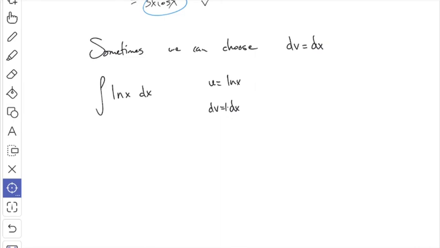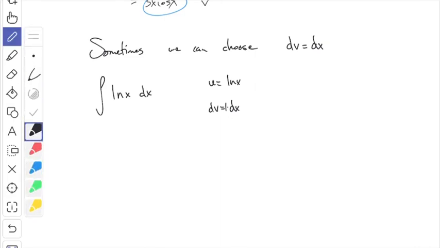Anyway, what do we get for the rest of it? u is ln x, so what's the du going to be? It's the derivative, 1 over x, and dx, of course, is always part of the du. And then what about dv equals 1 dx? So v is the integral of 1 dx. And what's that? It's just x. Yep. All right.